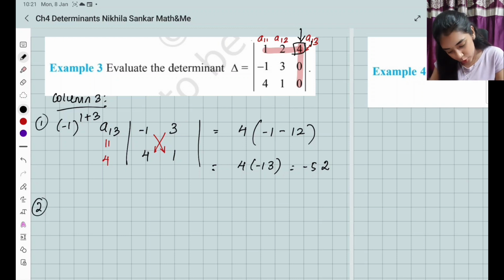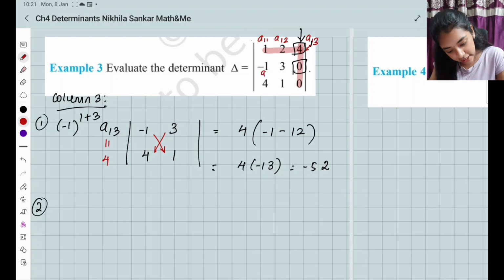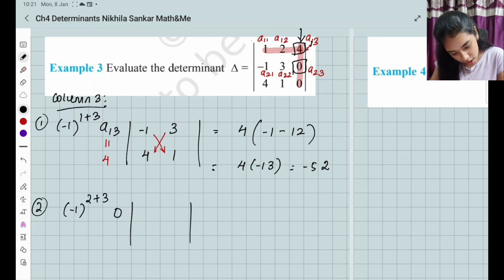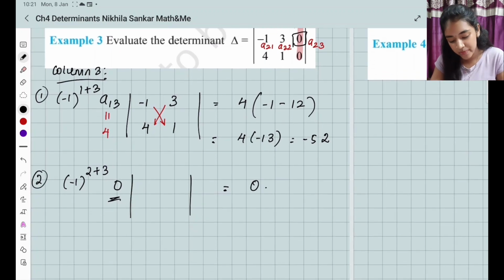Okay, இப்போ step 2 என்ன? Step 2 is going to be I am going to take the second element in the column 3. Second element எடுத்தா அதோட position என்ன? A21, A22, A23. So I'll have minus 1 to the power 2 plus 3 times 0 of the determinant. So இப்போ of the determinant எதுவா இருந்தாலுமே I have a 0 here. So the final answer is going to be 0. இப்போ தெரியுதா எந்த columnலயோ எந்த rowலயோ நிறைய zeros எடுத்தா you will get maximum number of zeros in the answer. So it is easy to calculate. Okay, இப்போ third step.